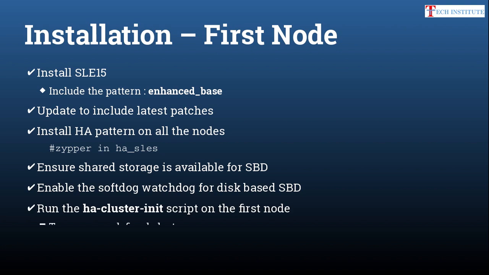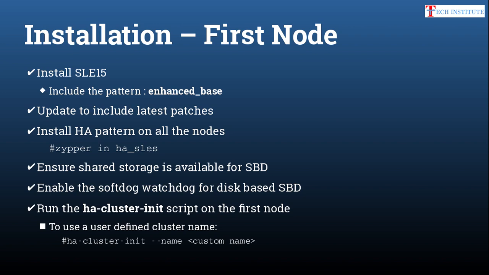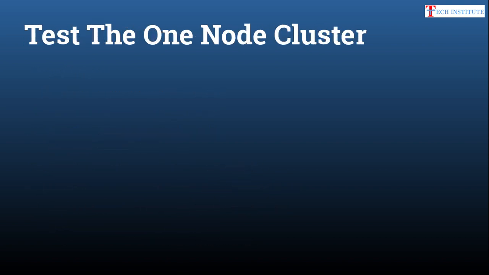Once you are done with this, you run the ha-cluster-init script on the first node. If you want to set up a specific name for your cluster, you do ha-cluster-init with the hyphen name option, and you give the name like my cluster. So it will create a cluster with the name my cluster.